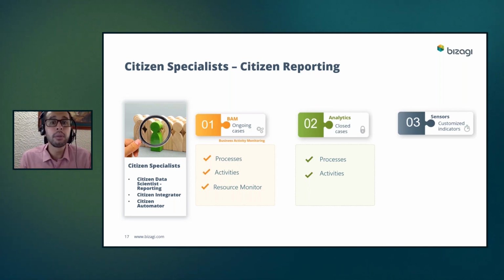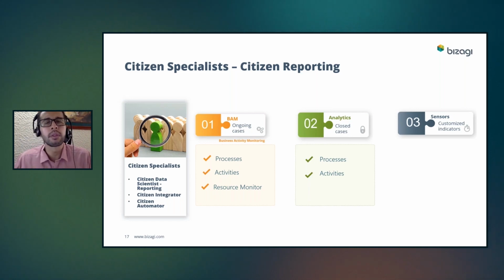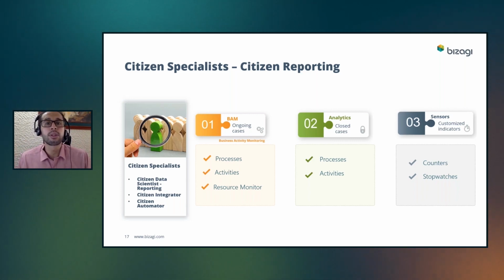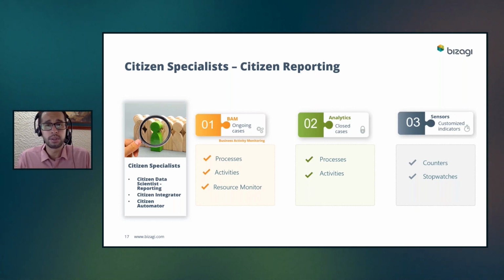So here, I will be able to just go and see what happened in the past, everything that has been completed, and how it was completed. So I will be able to see information about processes and activities. Finally, I will have one last section that will allow me to see sensors. In these sensors, I will be able to create customized indicators to understand much better how I am doing in my process. I will be able to create counters, and I will be able to create stopwatches. These features have been available in our product for a while, but it is important for you to know.